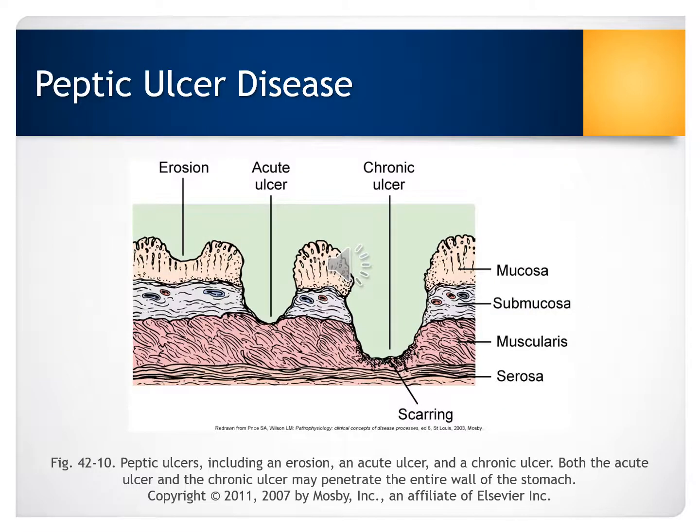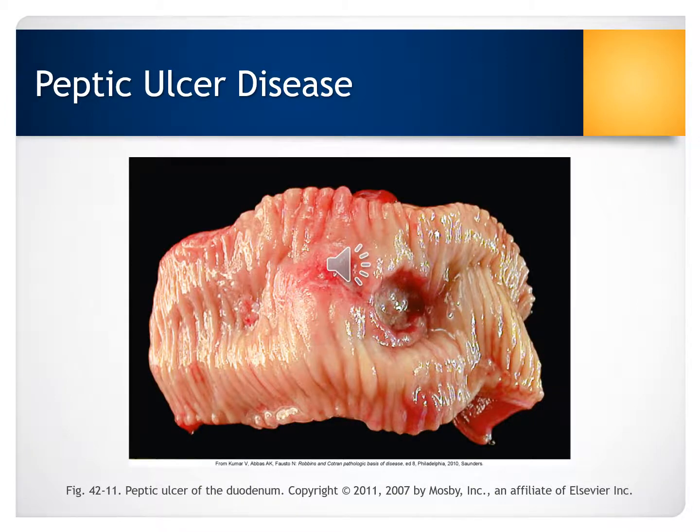This image shows you the erosion caused by the hydrochloric acid and the pepsin. Chronic ulcers can eventually penetrate the entire wall of the stomach. Here you have an image of a peptic ulcer of the duodenum.